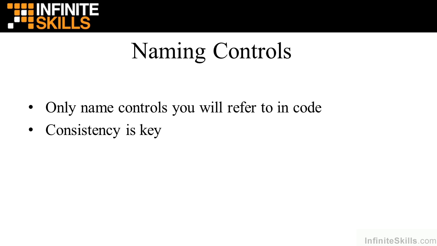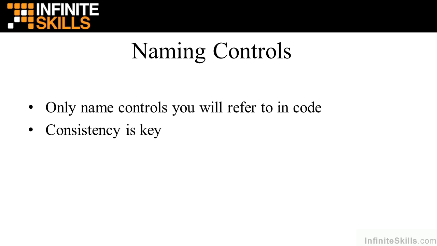If you will never need to refer to a control in code, you don't need to give it a meaningful name. Instead, you can let it keep the default value that Visual Studio gives it. For example, labels usually only display text on the screen for the user to read. If your program doesn't need to change the label's text or other properties at runtime, then you can let it keep its default name, which will be something like label1 or label2.